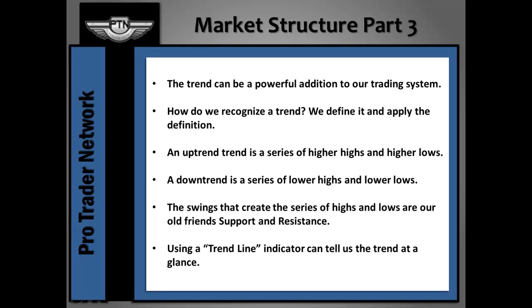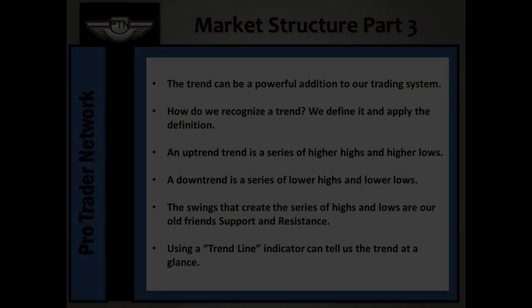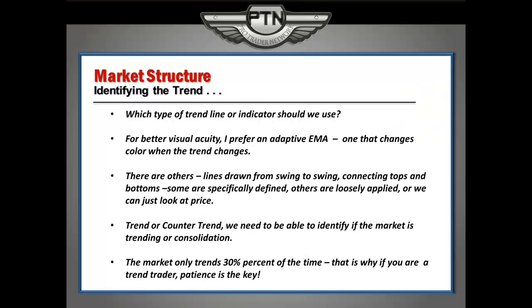One of the things I like to use is a type of trend line indicator so that I can take a look at the trend at a glance. I like to take a look at that trend line on my higher time frame so I can quickly and easily correlate my trading time frame to make sure I am indeed trading with the trend on the higher time frame. If you do intend to be a trend trader, you have to ask yourself, what type of trend line or indicator should we use?